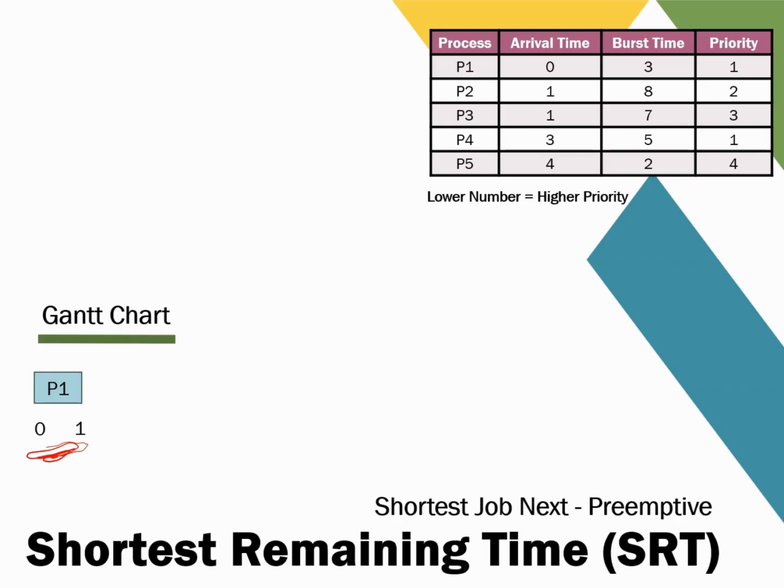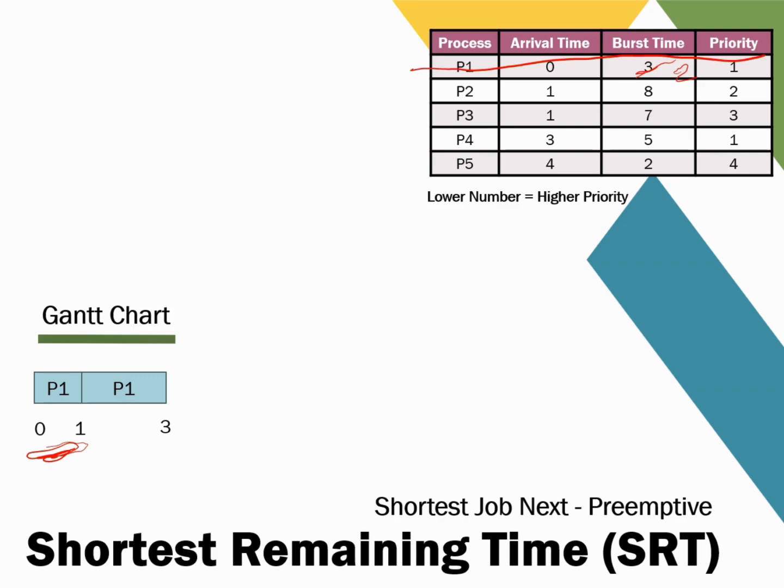At time 1, two processes have arrived. One needs 8 nanoseconds of burst time, and the second one needs 7. For P1 we have one done, and we need 2 more. As you can see here, 2 is less than 8 and 7, so P1 continues running until 3, and P1 is completed at 3.